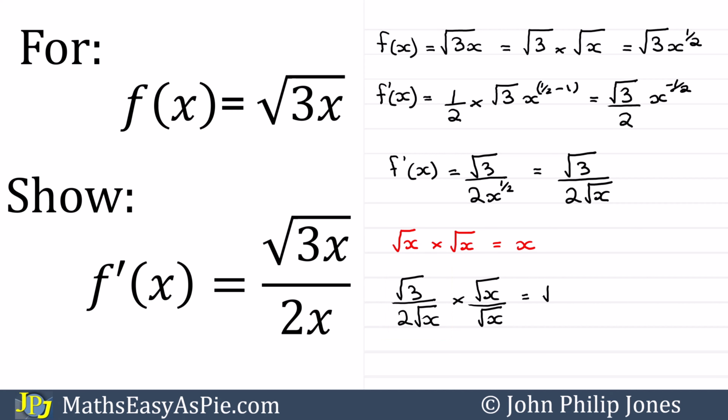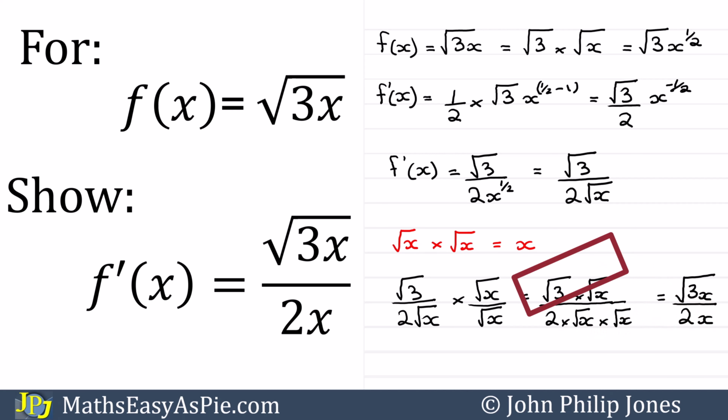So I can go on to say that this is equal to the square root of 3 times the square root of x over, well, I'm going to write this out in full, 2 times the square root of x times the square root of x. And of course the top, which is the square root of 3 times the square root of x, is the square root of 3x. And on the bottom we have 2x, because the square root of x times the square root of x just gives us x, as I showed here.